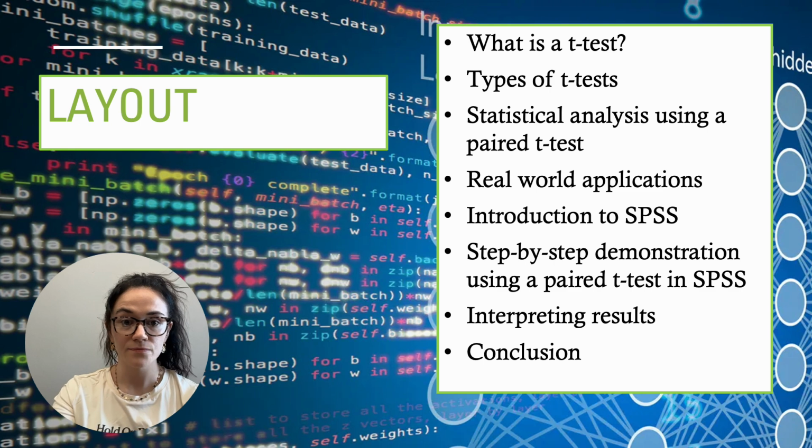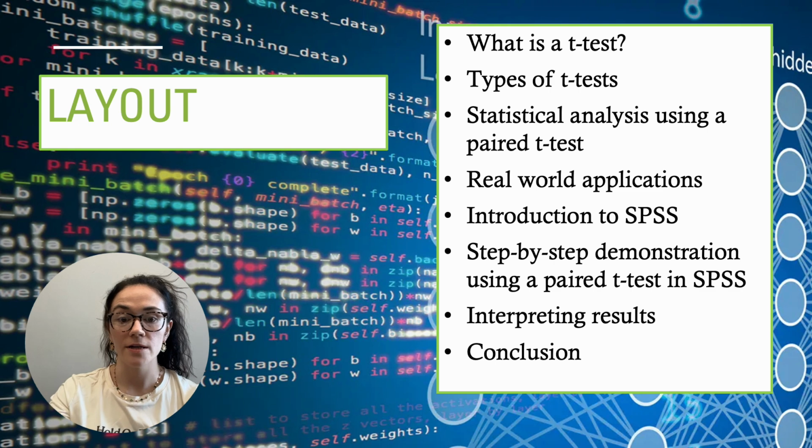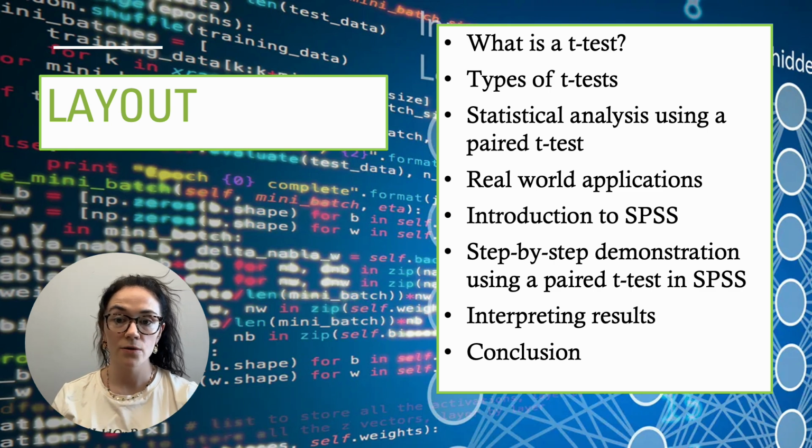I'll show you how it works and then guide you step by step through running a paired t-test using our data set. After we run the test, we'll break down the SPSS output together, including the means, p-values, confidence intervals, effect sizes, and what all of it actually means. And finally, we'll wrap up with a summary and a few key takeaways. So by the end of this video, you'll not only know how to run a paired t-test in SPSS, but also know how to interpret the results and explain what they mean in a real-world context.